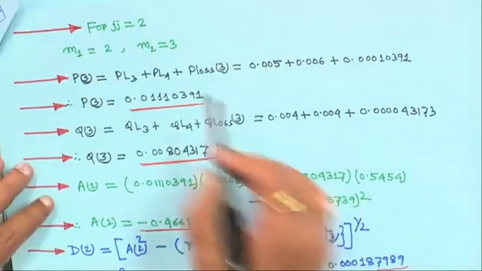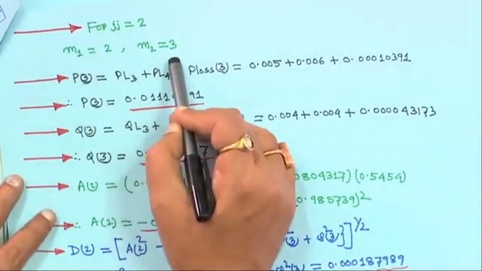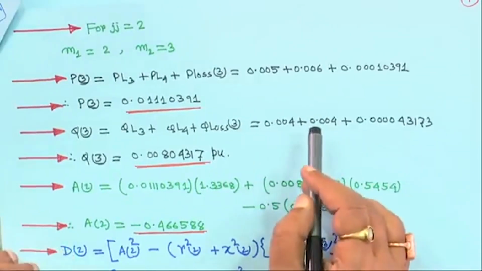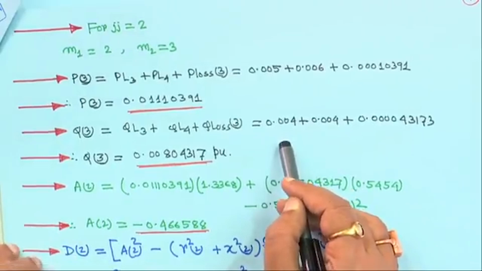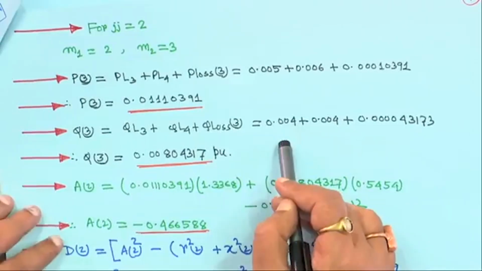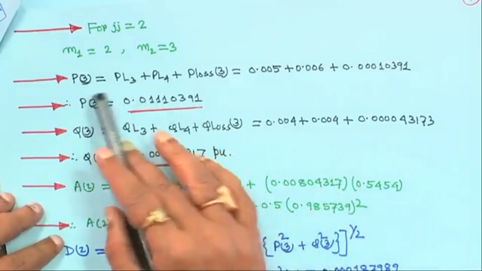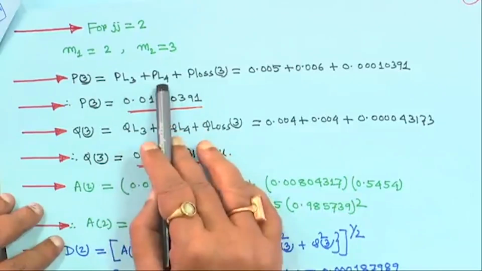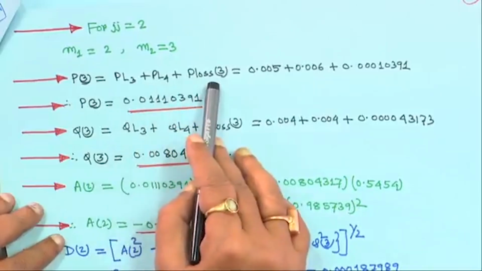Similarly, for JJ equal to 2, M1 is 2, M2 is equal to 3. Now everything is clear to you, right. Every step, all mathematical relationships, everything has been explained. It is because beyond node 3, including node 3 itself, it is PL3 plus PL4 load, and beyond node 3 only one branch is there, P loss 3.